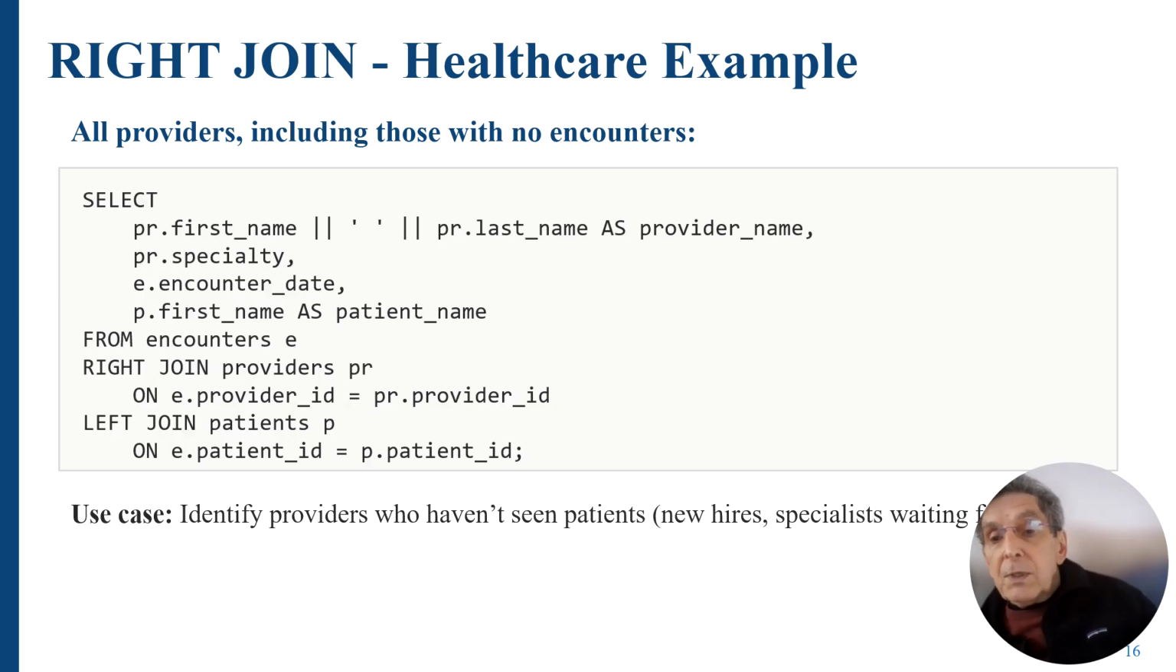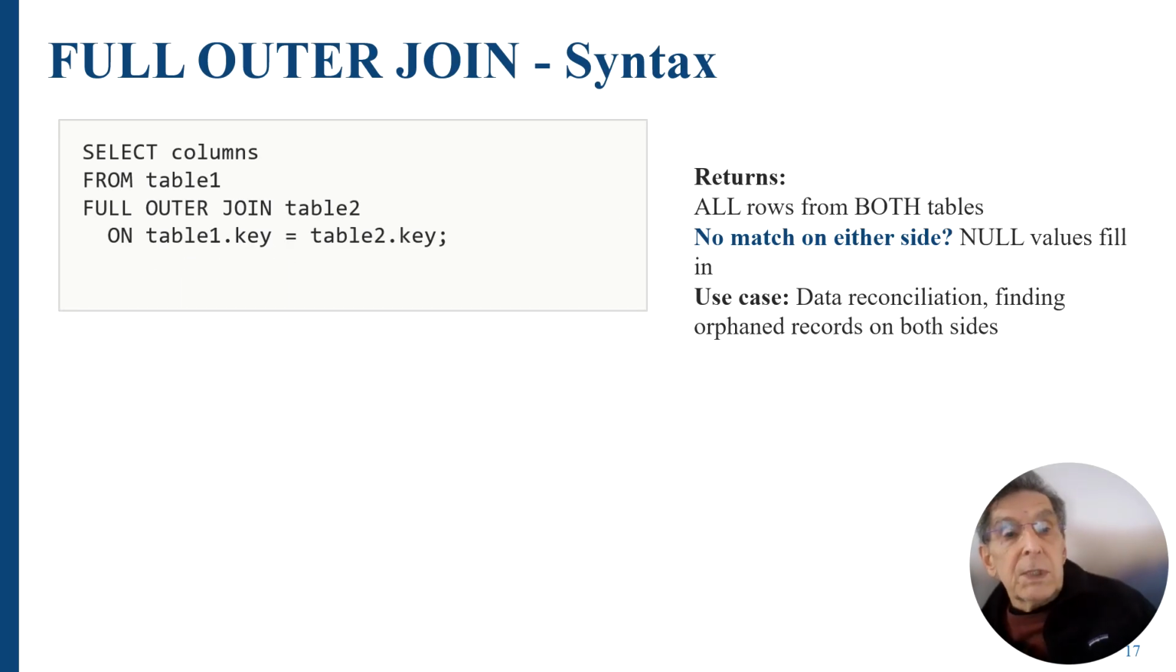Then the use case here is to identify the providers who haven't seen any patients. Maybe they're a new hire or just getting credentialed or specialists waiting for some referrals. The null values in the encounter columns reveal these gaps. Again, this could be rewritten as a left join with providers as the first table. So either approach works. It's just a matter of style and readability.